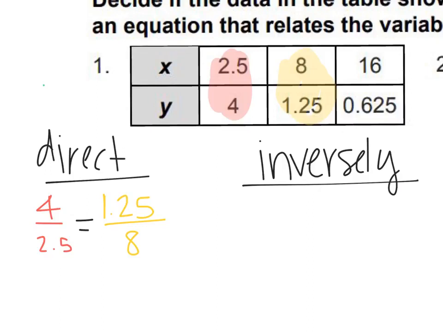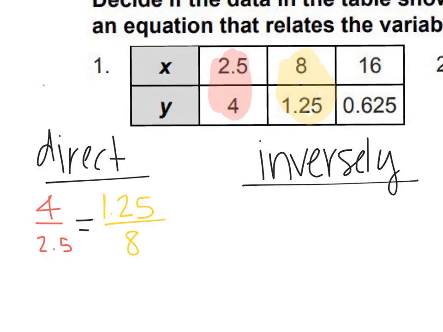Okay, which number did I put on top? The y value, because direct variation is y divided by x. That's how we find our constant of variation. So if they vary directly, then when we divide these, we're basically finding our constant of variation. We're trying to figure out if I divide 4 by 2.5, what's the constant of variation? If I do 1.25 divided by 8, what is that constant of variation? Are they the same?